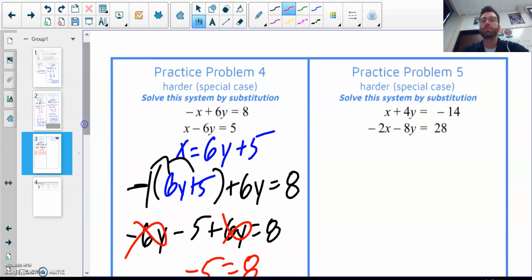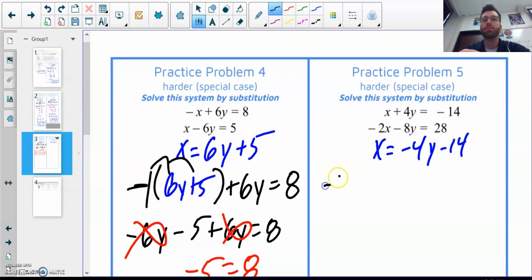What about practice problem number 5? Great question. All right, so let's isolate. Which term has a coefficient of 1? Well, if you look here, this is negative 2, it's negative 8, that's 4. Oh, that's 1. Holy buckets. So x is negative 4y minus 14.